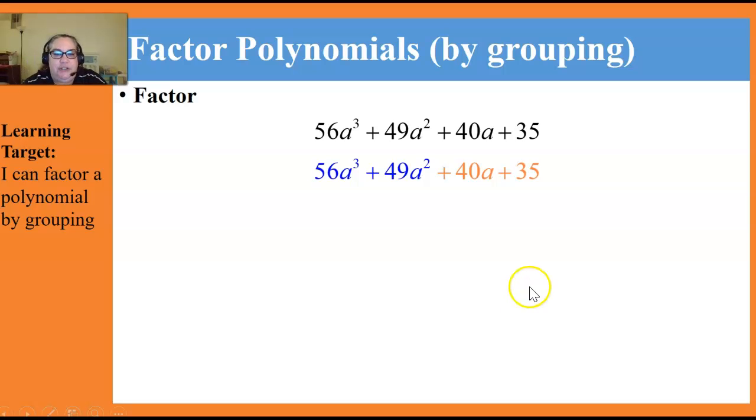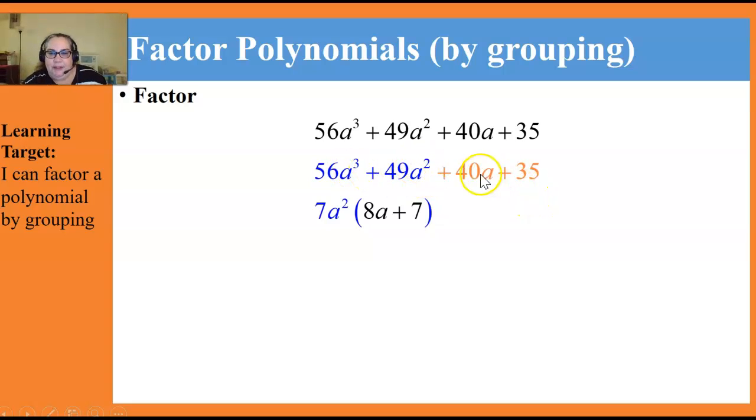Now, what I'm going to do is focus on this first group, and I'm going to try and figure out, do they share a common factor? And they do. They share a common factor of 7a squared. So now, what are we going to do? We need to factor out the 7a squared just out of these first two terms. So that would be an 8a plus 7. So, if you distribute, that's what you would get. So we're undistributing, we're factoring.